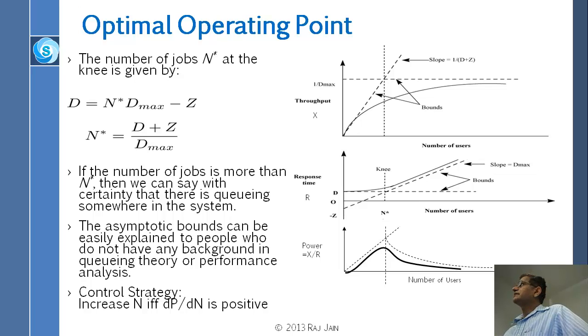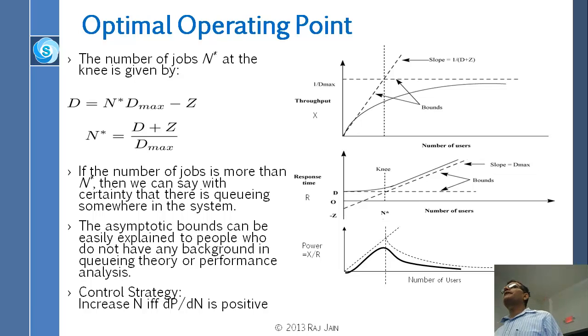Again, all these knees are the same. So you can calculate the knee from the throughput, from the response time, or from the power. Knowing this helps, because if you have a system where you want to maximize the throughput dynamically, that means while you are working on the system, one of the strategies is to just calculate the power, and if the slope is positive, increase the load. If the slope is negative, decrease the load.